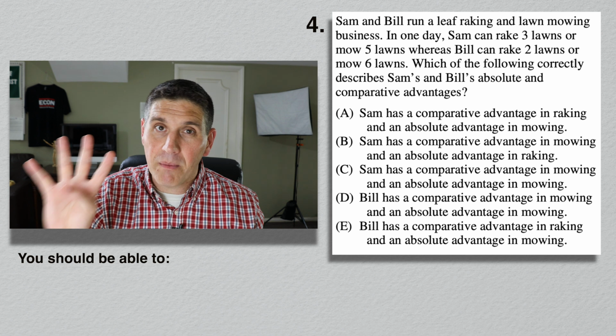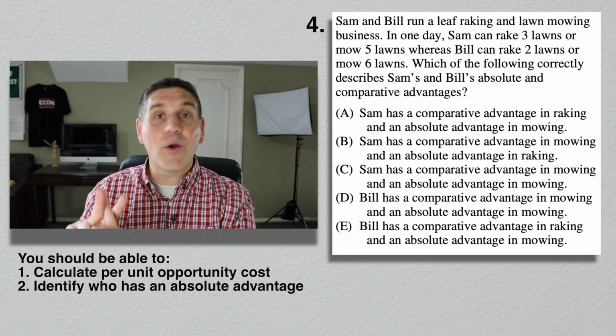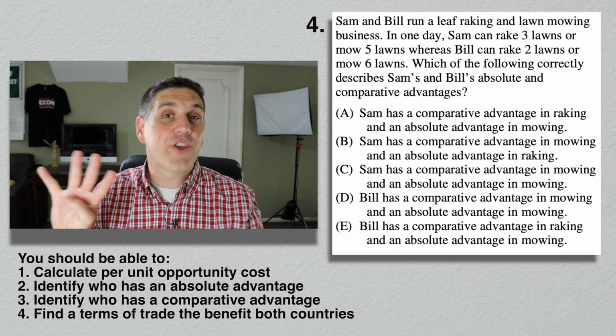Now, for most students, the hardest part of Unit 1 is doing comparative advantage questions. Remember, there's 4 things you have to be able to do. Calculate per unit opportunity cost, so like one car costs how many boats. Calculate and identify absolute advantage. Calculate comparative advantage, and find the terms of trade.